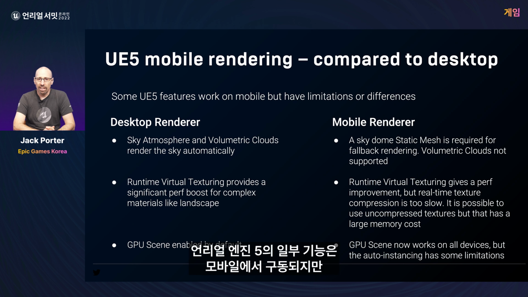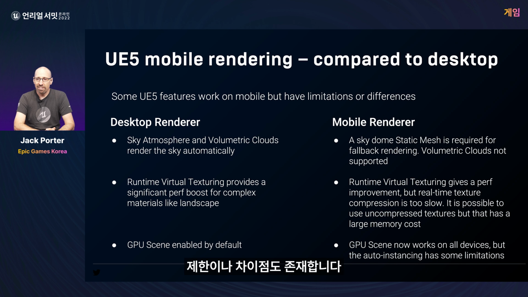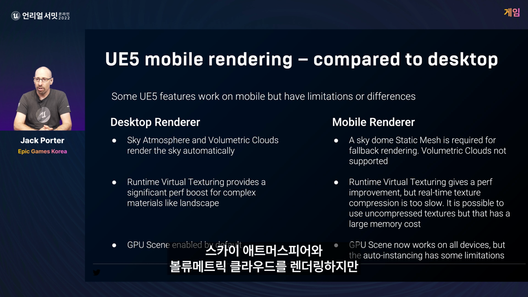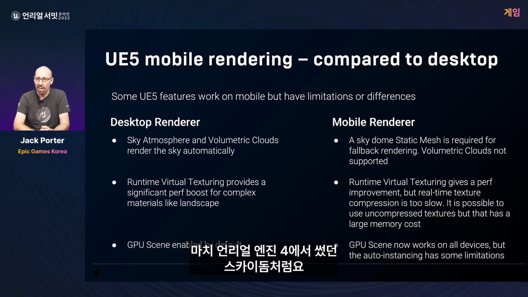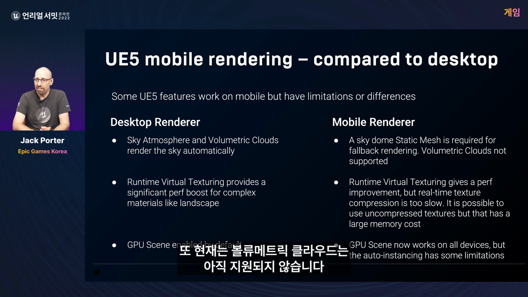There are some features of Unreal Engine 5 that do work on mobile but have limitations or differences. I'll just list a few of them here. The first is sky atmosphere. In Unreal Engine 5 on desktop, simply the background of your level automatically renders sky atmosphere and volumetric clouds. But with the mobile renderer, you need to create a static mesh sky dome like you used to in Unreal Engine 4. And at this stage, volumetric clouds are not yet supported.